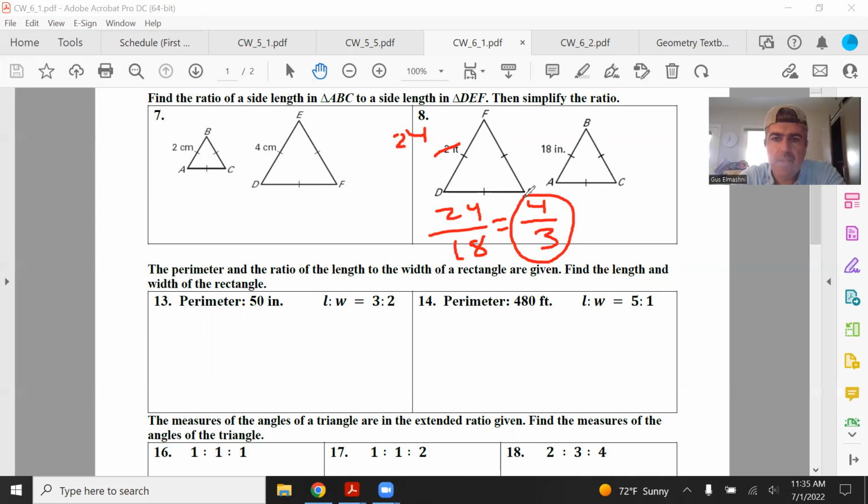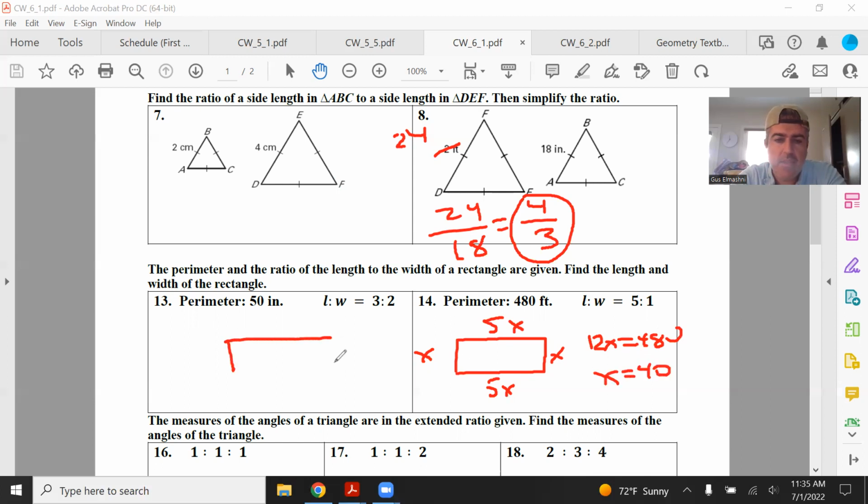Okay. For 14, you can tell us x, 5x, 5x. So 12x equals 480. Get that all up. X should be 40. So it's 40, 40, 200, 200. That would make sense because you get 480 after that.